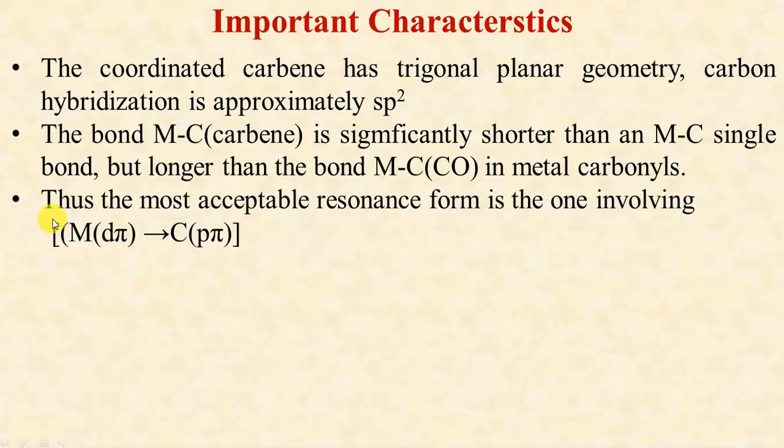So what happens actually, the most acceptable resonance form is the one which involves the transfer of electrons from metal d pi to carbon p orbitals. Which type of resonance are we talking about? M double bond C X R. This is the structure which is the most acceptable resonance form.